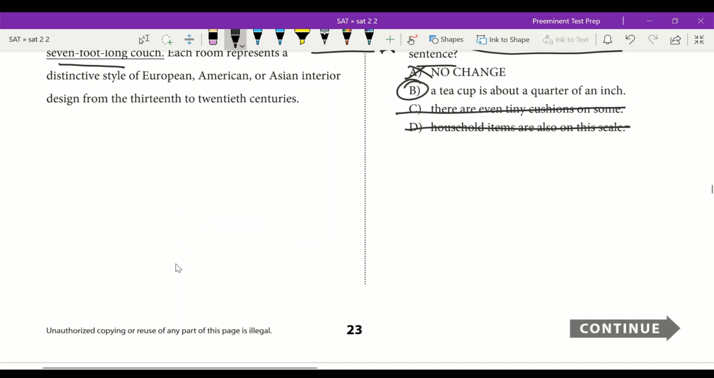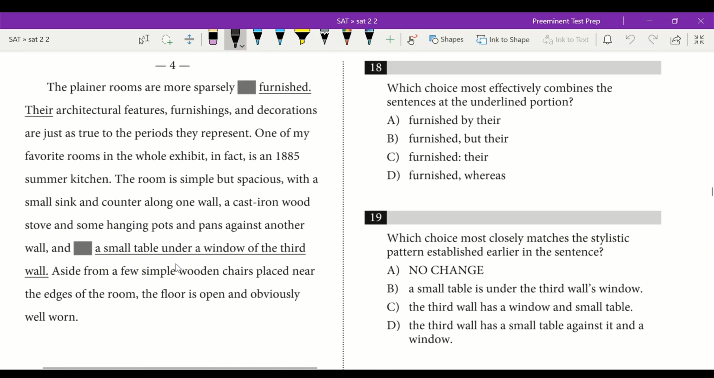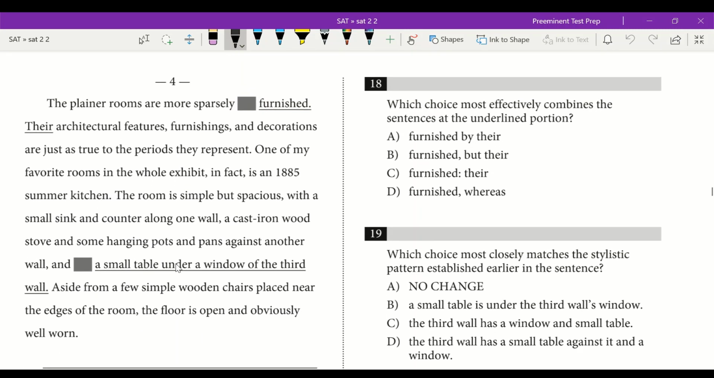Each room represents a distinctive style of European, American, or Asian interior design from the 13th to 20th centuries. Okay, the plainer rooms are more sparsely furnished. Their architectural features, furnishings, and decorations are just as true to the periods they represent. Okay, as I see this, when I see furnished in there, I see we have a period here.